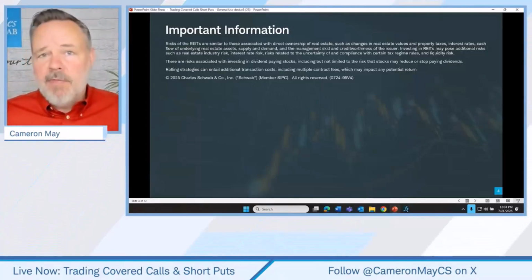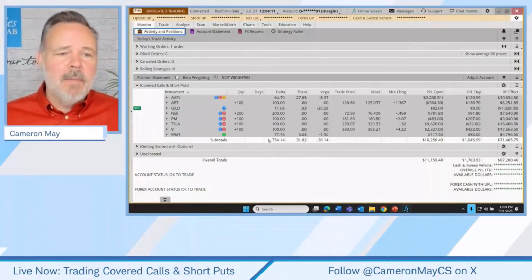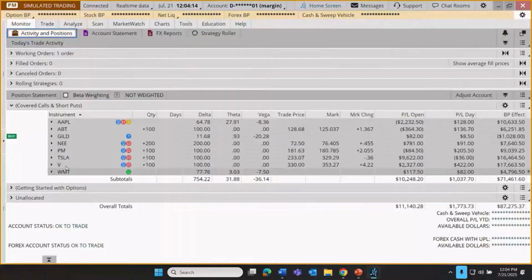It doesn't matter. It's not going to affect the learning. But let's get right into this discussion. Let's go have a look at our existing positions. We have how many? 8 positions right now.